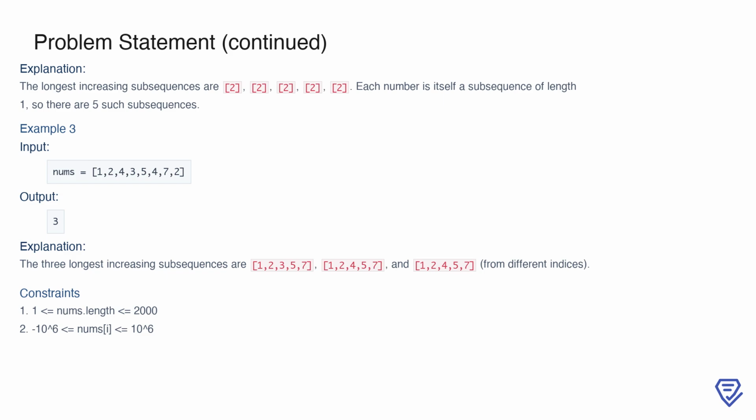The constraints for the problem are important to note. The length of the array can go up to 2000, and each element can range from -10^6 to 10^6. These constraints mean we need to design an efficient solution that handles large input sizes and edge cases effectively.